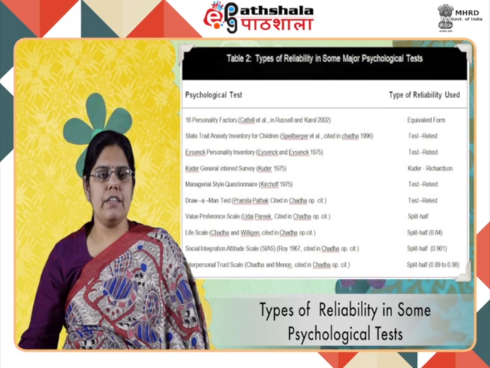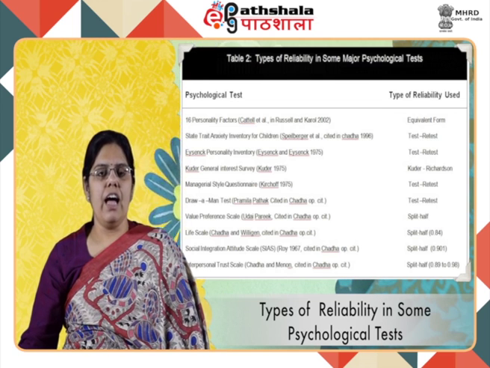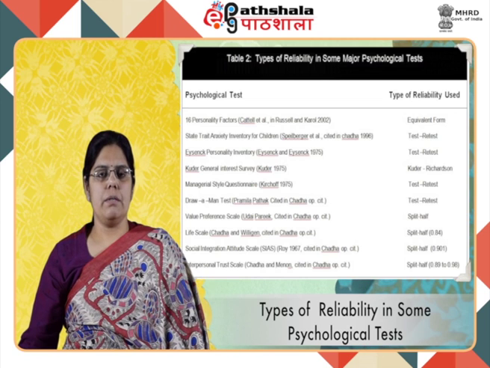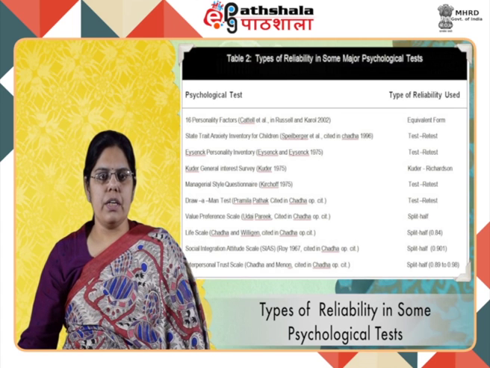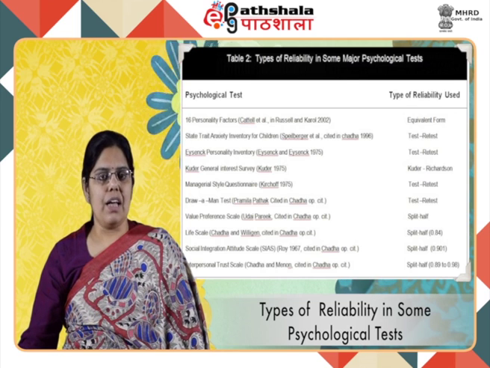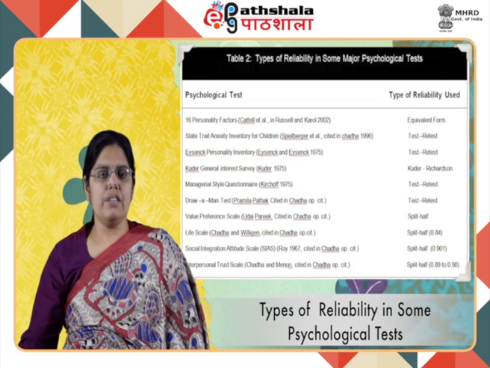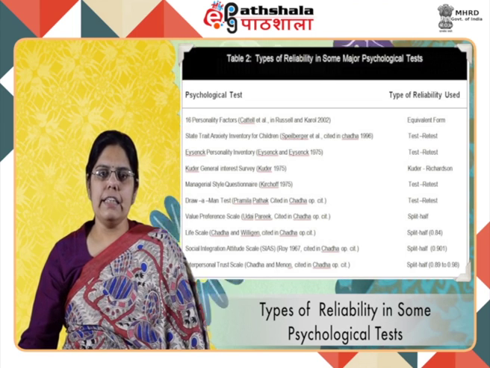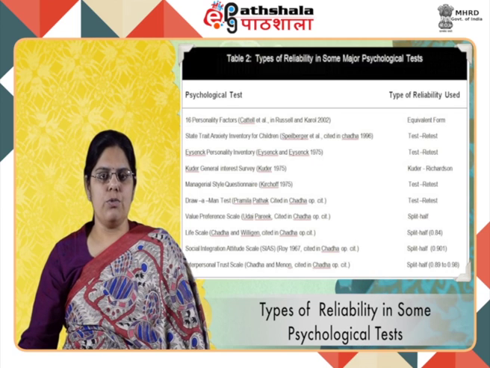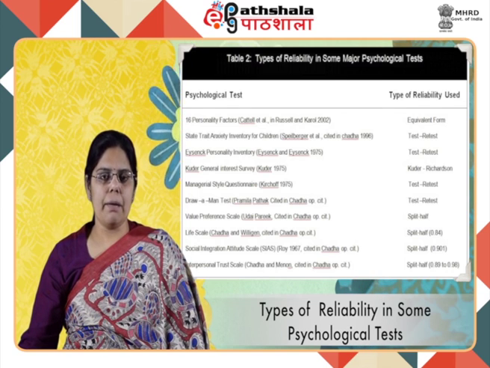Kudder General Interest Survey given by Kudder in the year 1975 has used Kudder-Richardson method for calculating the reliability. Managerial style questionnaire by Kirchhoff in the year 1975 has also used test-retest reliability as a measure for calculating. Draw a man test by Pramila Pathak and cited in Chadha also has used test-retest reliability method.